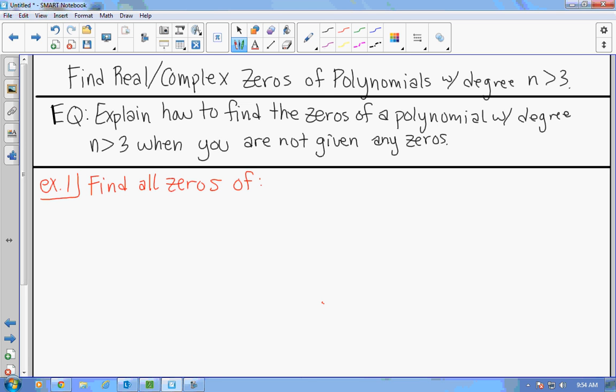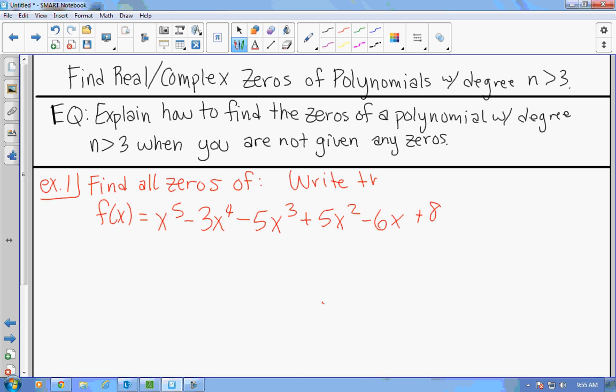Okay, example 1. We're just going to do probably 2 of these. Example 1. Find all zeros of f of x equals x to the 5th power minus 3x to the 4th minus 5x cubed plus 5x squared minus 6x plus 8. And we're going to write linear factorization.